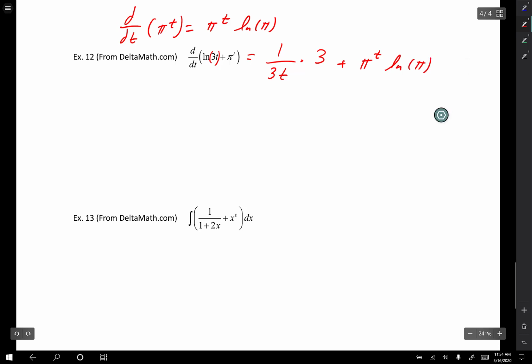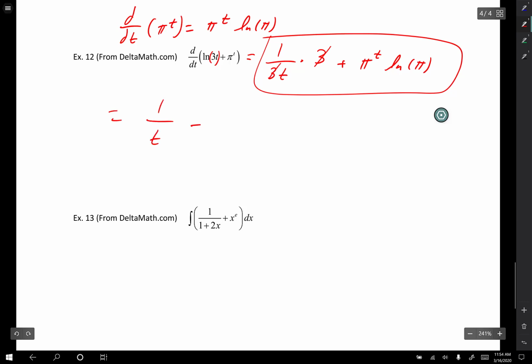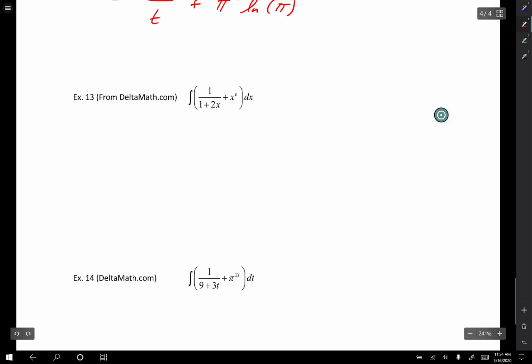And that's it. You're done, guys. I guess the 3's cancel out, so maybe you should write it like this: 1 over t plus pi to the t ln of pi. All right, let's keep going.